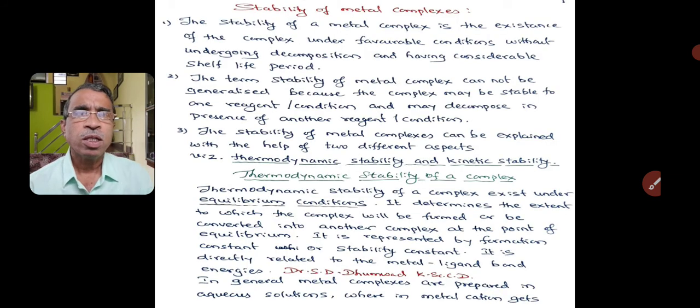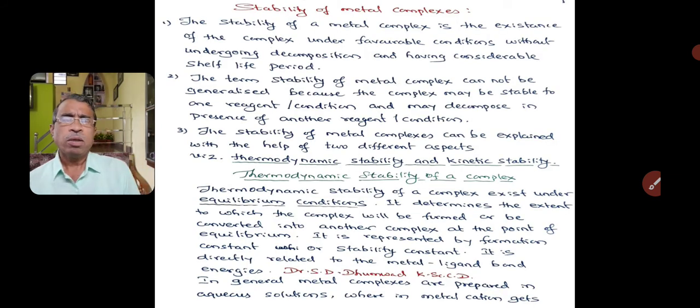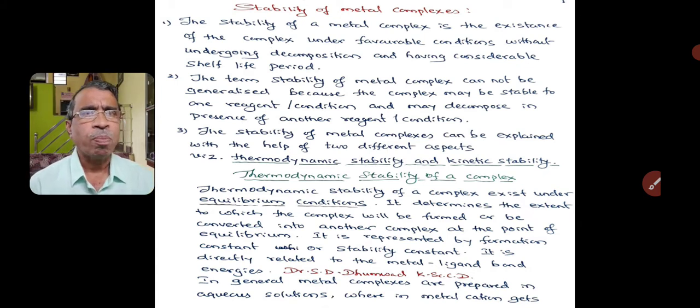When I speak about the stability of a metal complex, it is the existence of the complex under favorable conditions without undergoing decomposition and having a considerable shelf life period. So the statement itself says that if a compound is to be stable, it should not undergo decomposition and it should have a sufficient shelf life period.